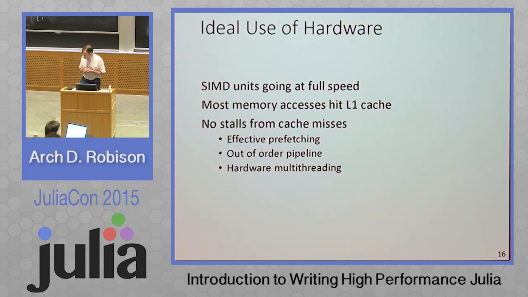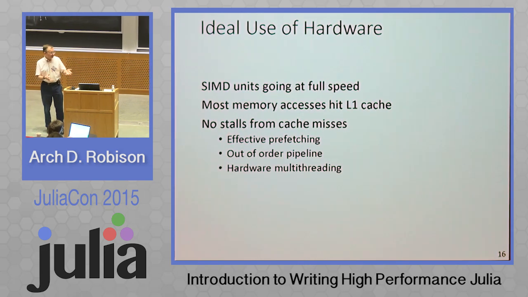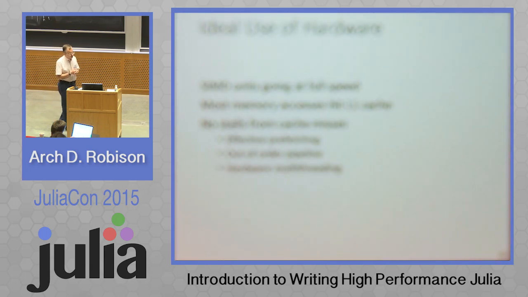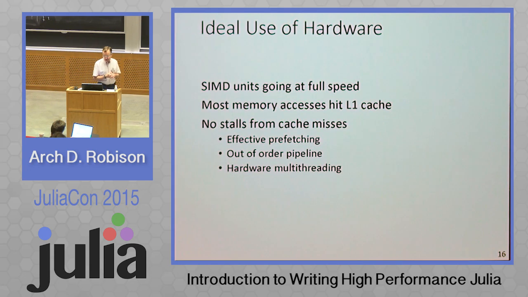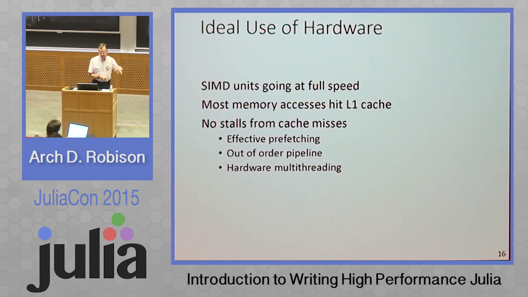So the ideal use of hardware, which most programs won't hit, but is sort of the guaranteed not-to-exceed speed, is all the SIMD units going at full speed. Most of the memory accesses hit the innermost cache, with no stalls from cache misses. And if there are a few, it's unavoidable to have some, but they are either hidden by prefetching, where the compiler or hardware looks ahead and pulls in data before the calculations need it, or hidden by the so-called out-of-order pipeline in the processor, where you write the assembly code in one order, but the machine actually does it in a different order, so if it gets stuck on something, it can go ahead and start working on other stuff and come back later to the thing that was waiting on memory.